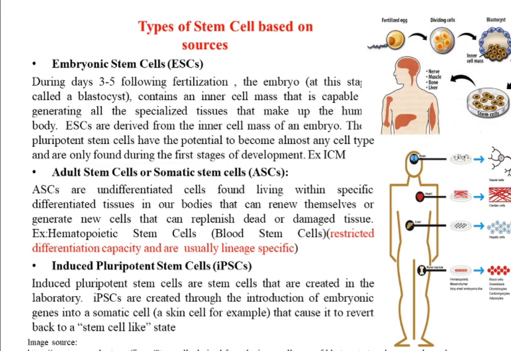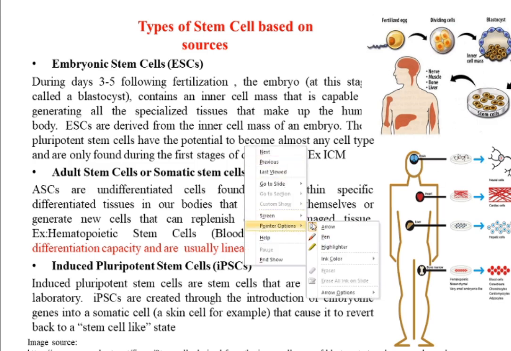In the intense research, it was proved that a third type of stem cell, which is called induced pluripotent stem cell, was derived by a Japanese scientist, which is included here as type 3 that we are going to see, right? So embryonic stem cells, here in this slide, let me show you.